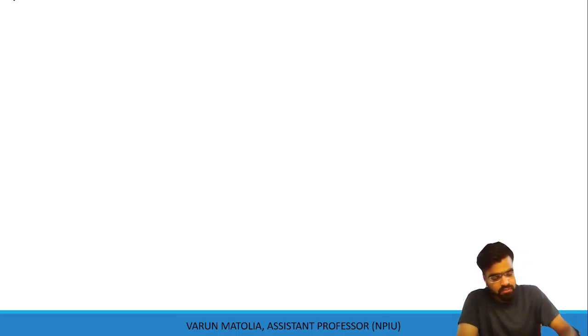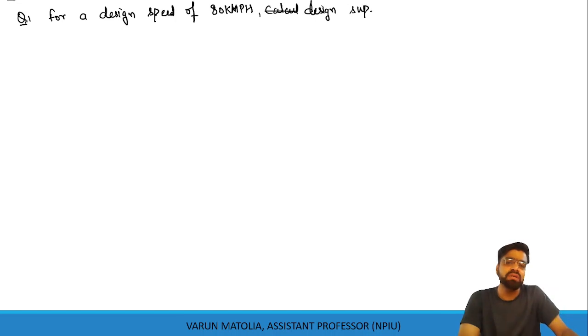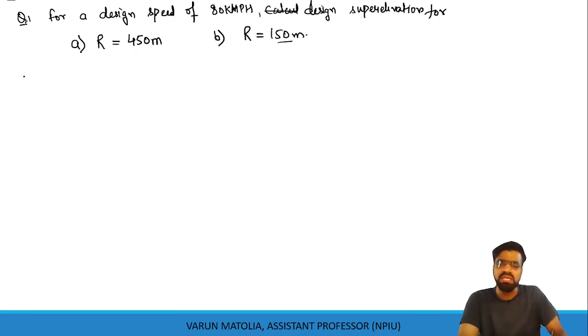So let us take a question. For a design speed of 80 kilometers per hour, calculate or design the super elevation for a radius of curve equal to 450 meters, and for B, radius of curve to be 150 meters. So let's move on with the solution.